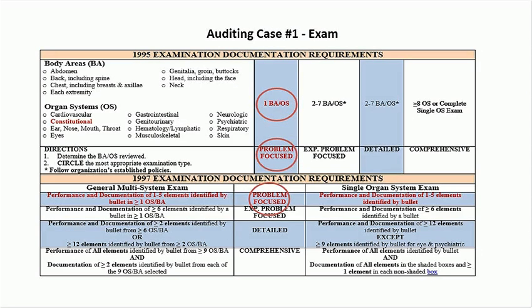For the exam in Case 1, the provider documented 5 vital signs, which is credited under the constitutional system in either the 1995 or 1997 guidelines. 1 system meets the requirement for a problem-focused exam.